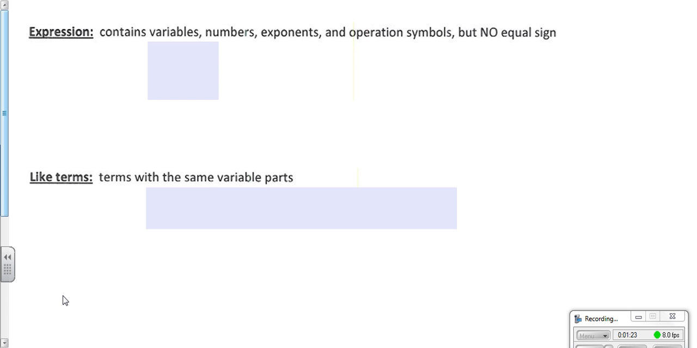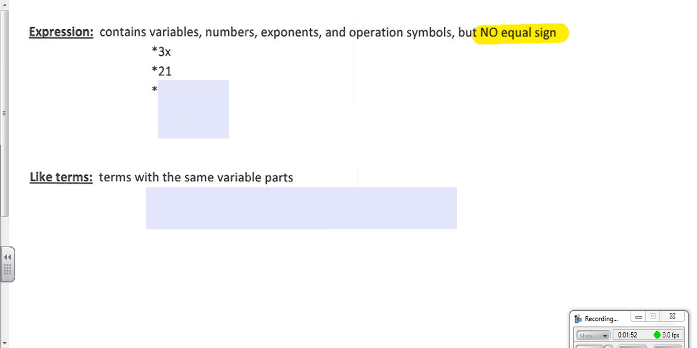Expressions will be next, and that is that it contains variables, numbers, exponents, and operation symbols, but no equal sign. Now this is a very important piece of this statement. So let's look at some. 3x, again ignore the asterisks on the left side here. That is an expression, 3x. It means 3 times x. Or just 21. It does not have to have a variable with it to be an expression.